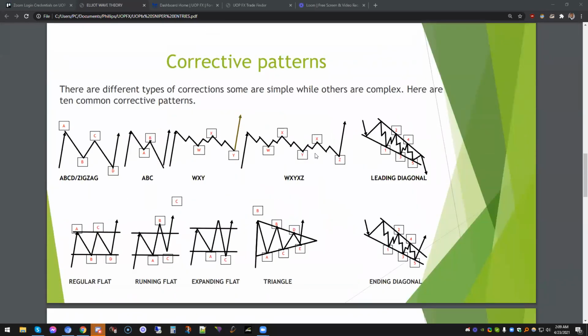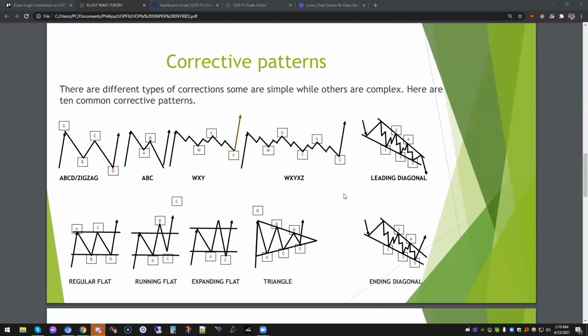We also covered the corrective patterns that are part of the Elliott wave theory. These are most of the corrective patterns that come into the theory. We have the ABCD pattern, also known as the zigzag. We have the ABC pattern, the WXY pattern, the WXYZ pattern, the leading diagonal, the regular flat pattern, the running flat pattern, and the extended flat or expanding flat pattern. We also have the triangle pattern and the ending diagonal.